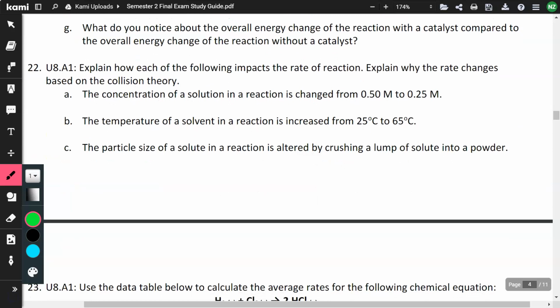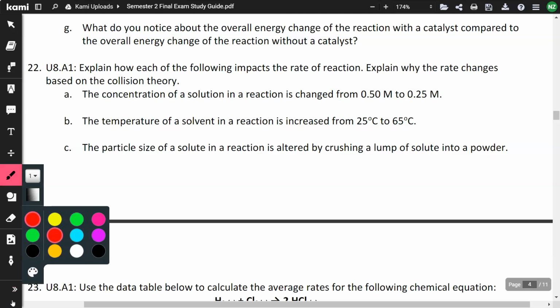Okay, explain how each of the following impacts the rate of the reaction. Explain why the rate changes based on collision theory. So the first one says the concentration of a solution is changed from 0.5 to 0.25 molar. Okay, so I'm going to try to illustrate this with a picture here.